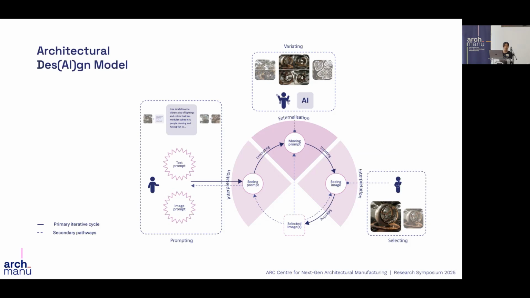What this model highlights is, one, specifically the prompting, variating, and selecting acts of designing through Image Gen AI; the externalization and interpretation process of designing through distinct acts of seeing and moving image as well as text-based design; and finally, the iterative, divergent, and convergent processes of design thinking commonly conveyed in established design models like the double diamond.